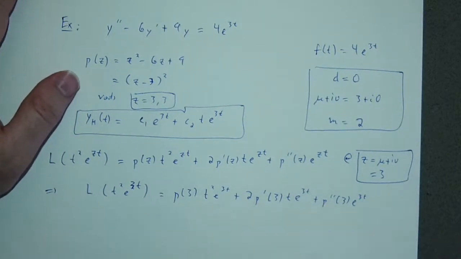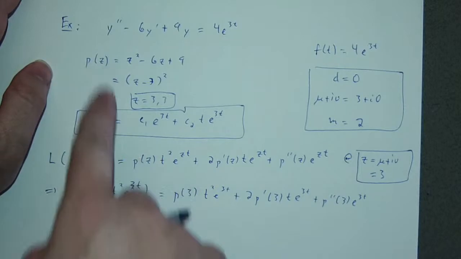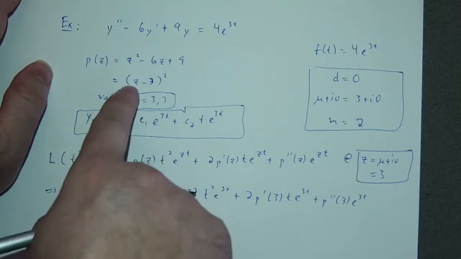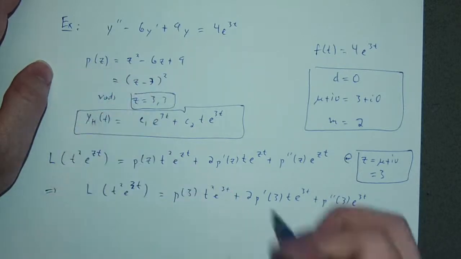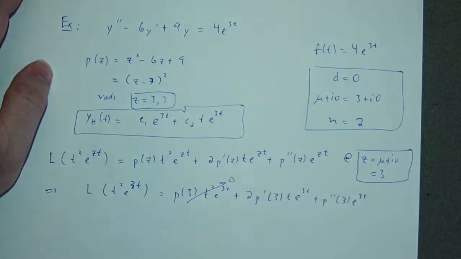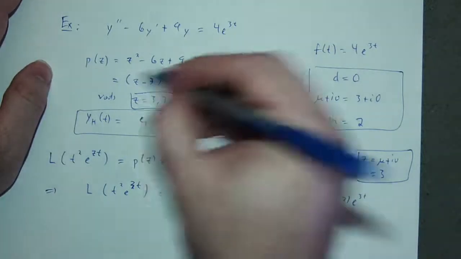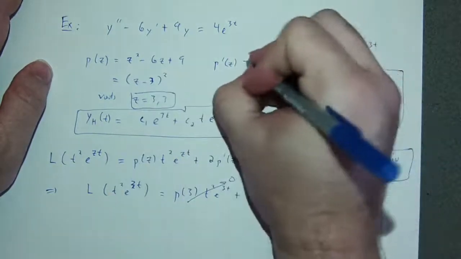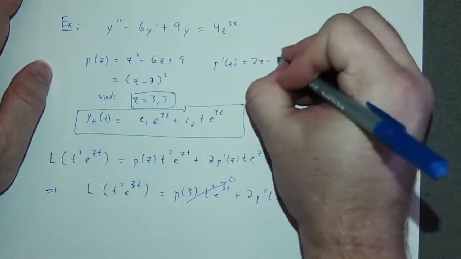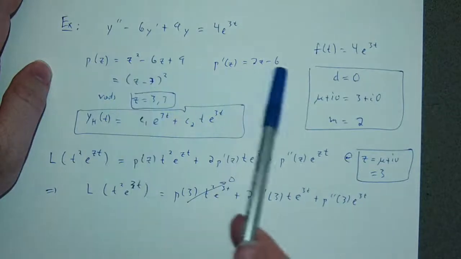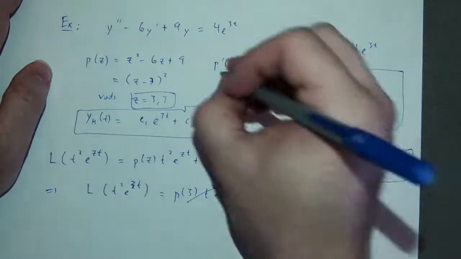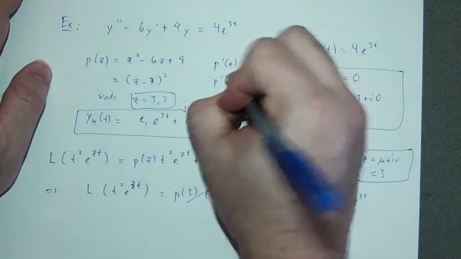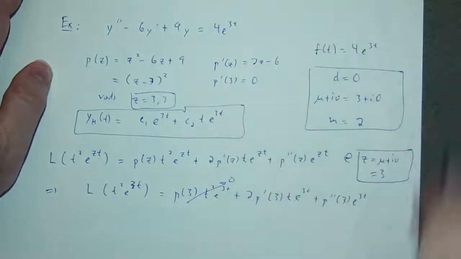Well, what's p of 3? Here's p. I plug in 3 here, what do I get? 0. What's p prime of 3? Well, if you don't believe that it's also 0, let's compute it real quick. P prime of z is what? This is 2z minus 6. So what's p prime of 3? 6 minus 6, which is 0.